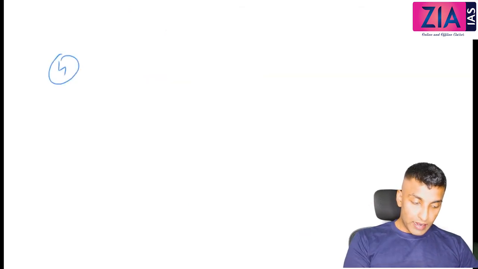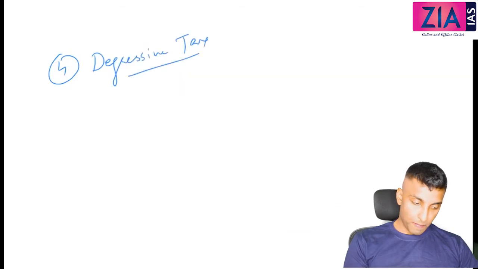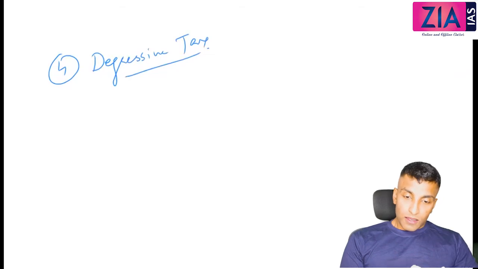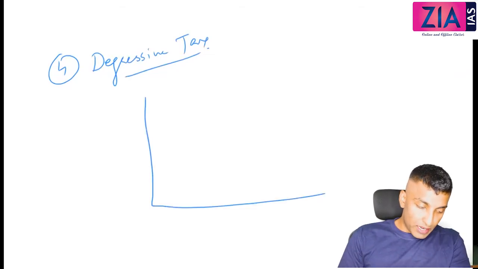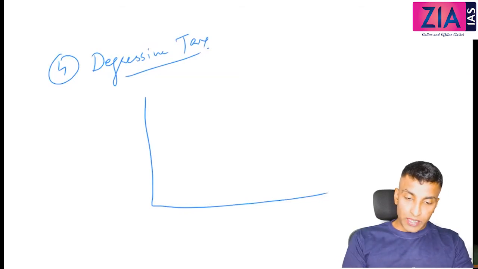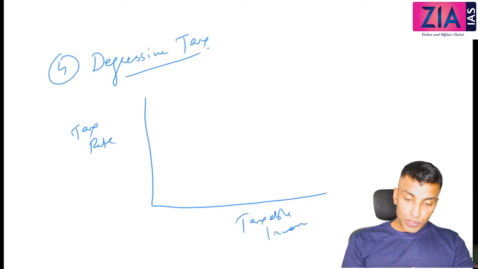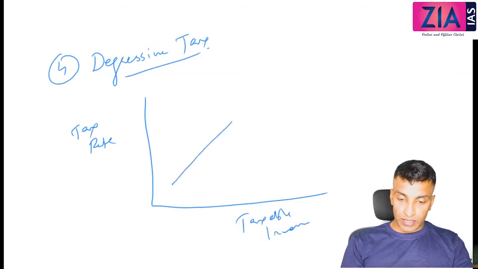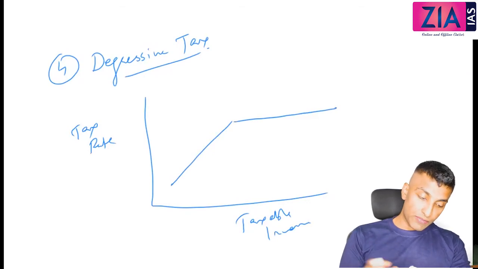Fourth one, degressive tax. Okay, just write one line. It will be like this only. So it is actually a combination. Up to a certain limit, it will increase based on the income. For example, this is the tax rate and this is your taxable income. Up to a certain amount, it will increase, like progressive. Then it will be constant, and it will act as proportional. So it is a combination of what? Progressive as well as proportional.